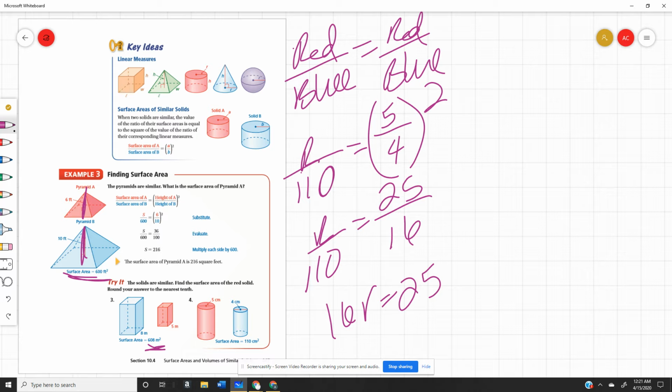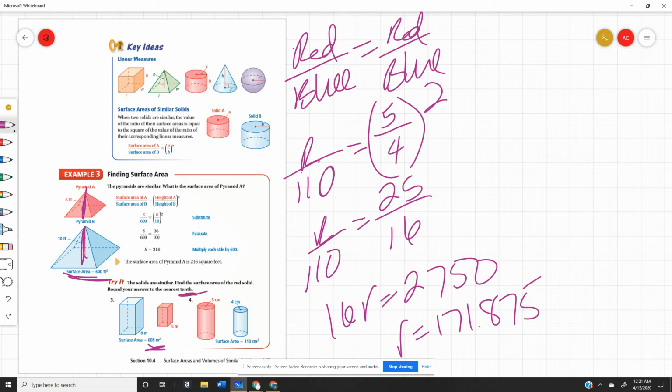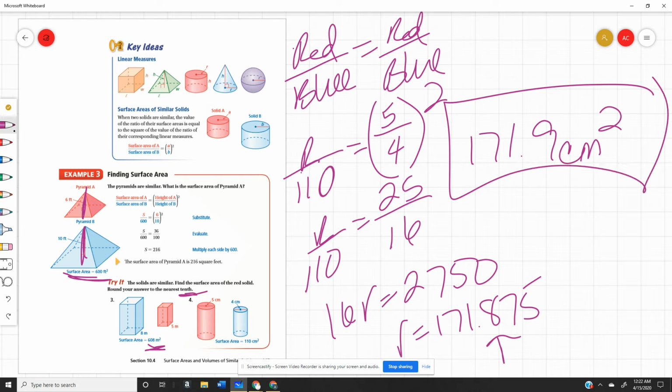Oh, I almost just did 250. I almost just did that times 100 instead of 110. Divide it by 16. And we're rounding, so that's R is equal to 171.875. It says to round it to the nearest tenth. So that's going to be 171.9 centimeters squared. There you go.